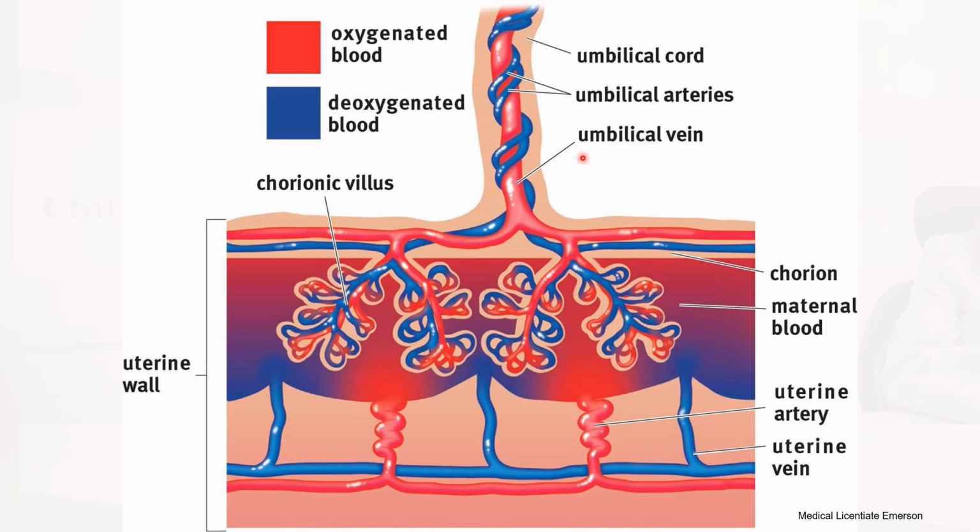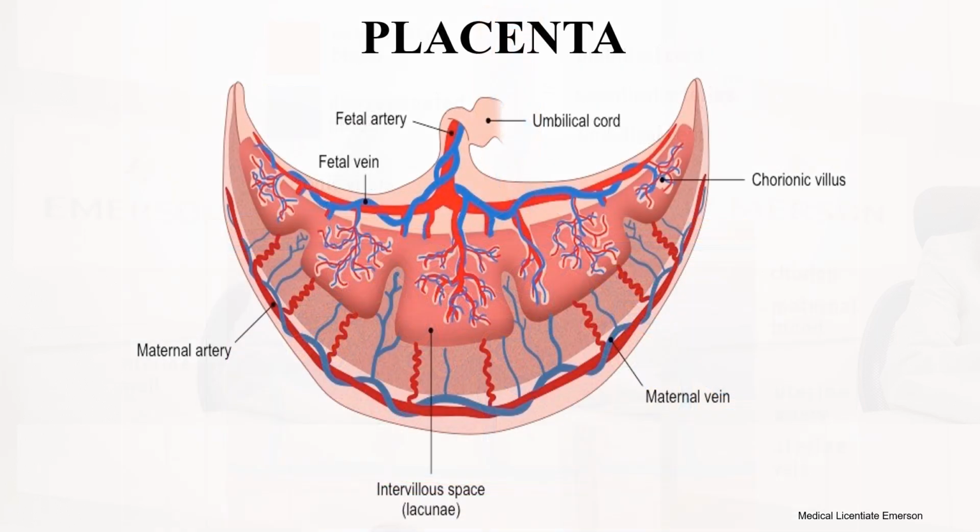So in the umbilical cord, we have one umbilical vein and two umbilical arteries. The umbilical vein is one, and the umbilical arteries are two. That is what we are referring to here. So this is the structure of the placenta. This is how it looks like. So we have the umbilical cord here, with the fetal artery, and we have the fetal vein. Then you have the chorionic villi, then you have the maternal arteries, maternal veins, and the lacunae.